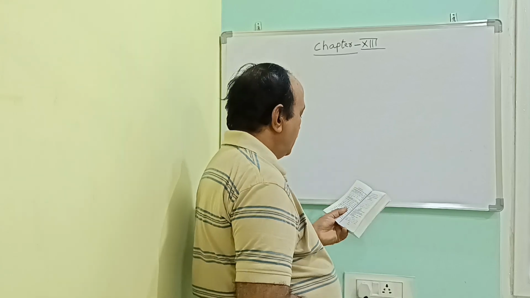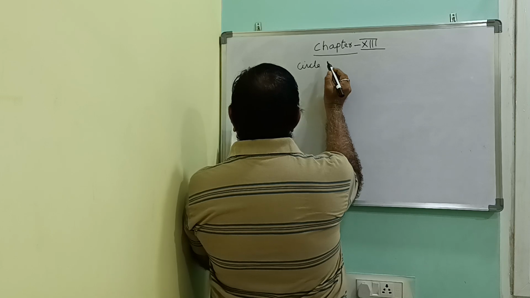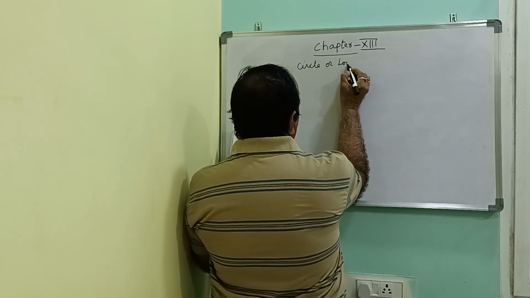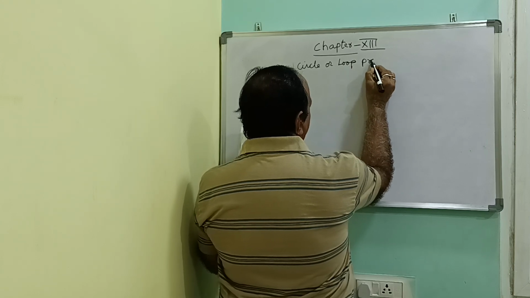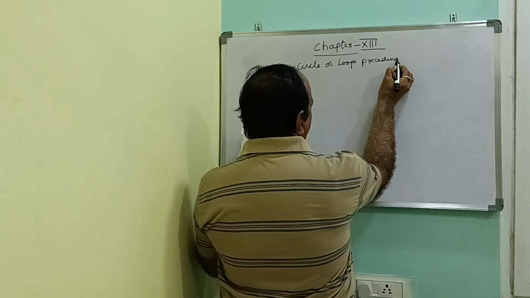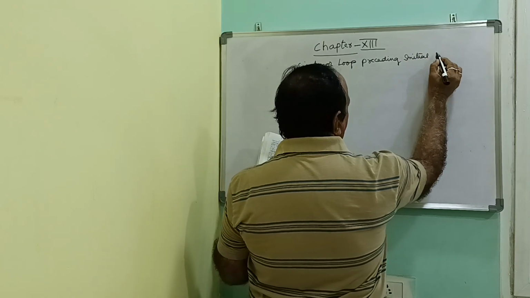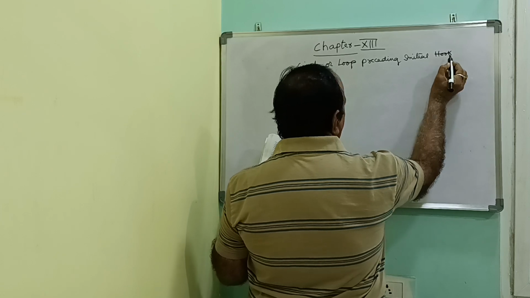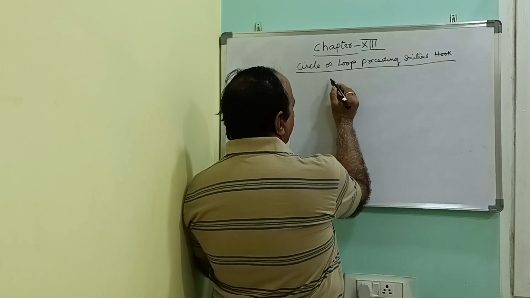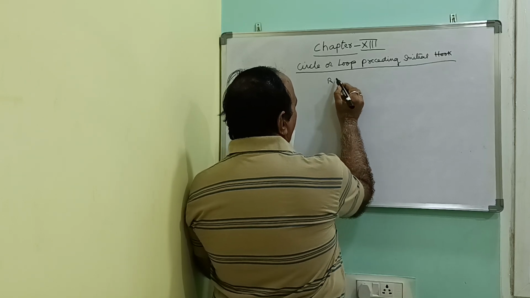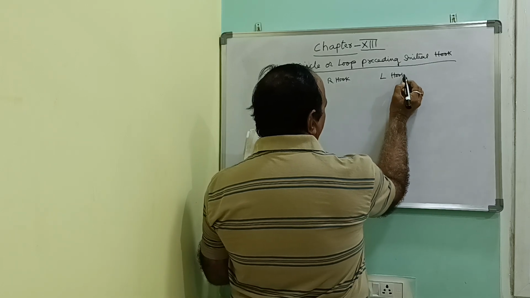So now today's chapter is circle or loop preceding initial hook. Initial hook means, what are the initial hooks? There are only two hooks here. One is the R hook, the other one is the L hook. Fine? These are the two hooks here.